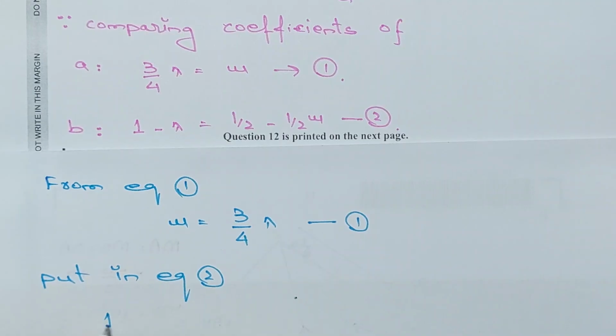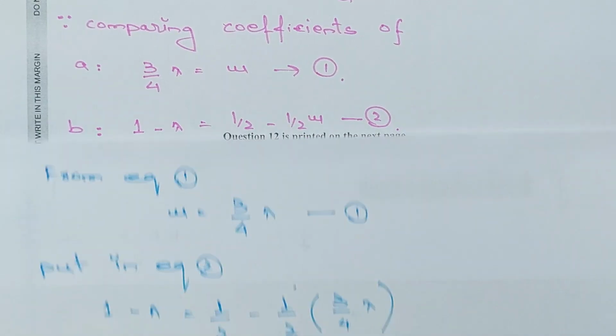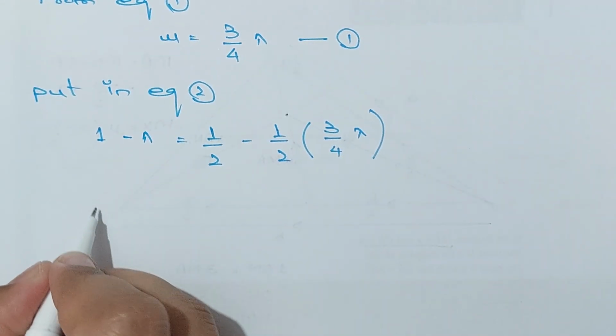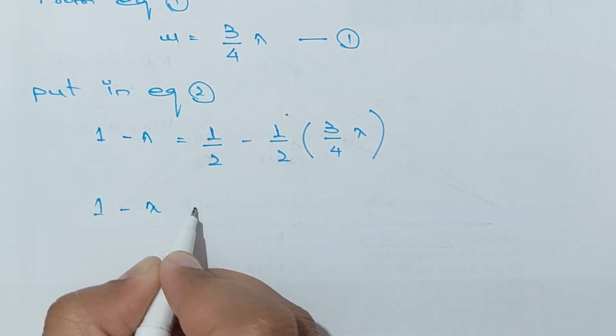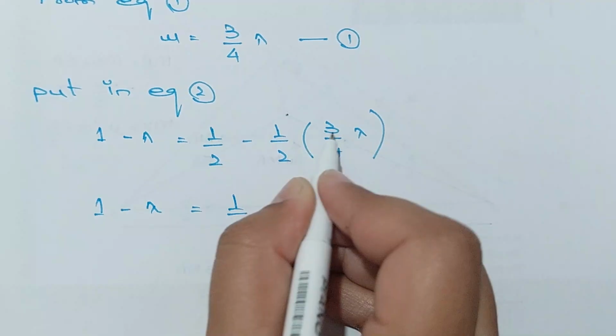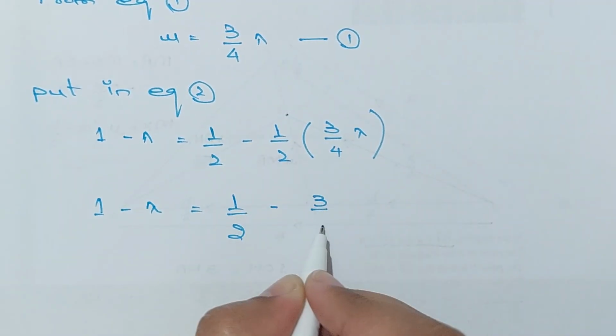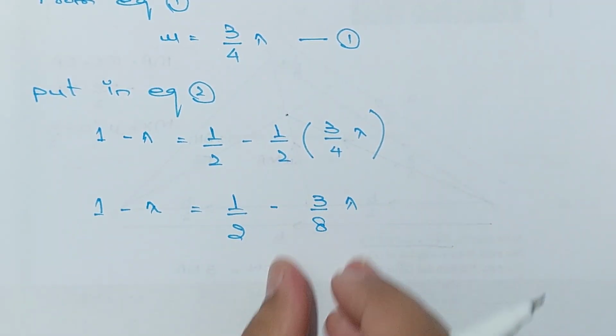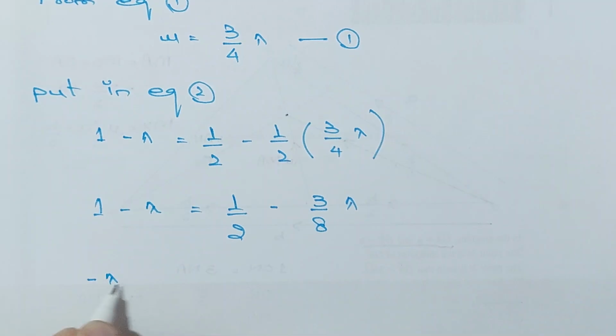Equation 2 is 1 minus lambda equals 1 by 2 minus 1 by 2 mu, which is 3 by 4 lambda. So this is 1 minus lambda equals 1 by 2 minus 1 times 3 is 3 and 2 times 4 is 8 lambda. Combining the lambda terms, minus lambda and plus 3 over 8 lambda.